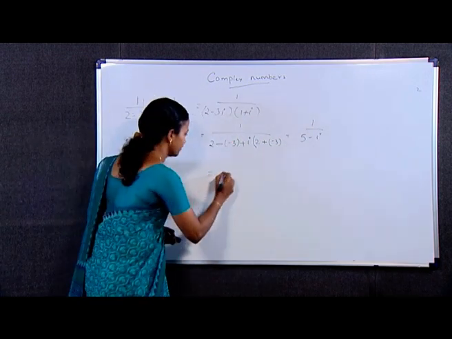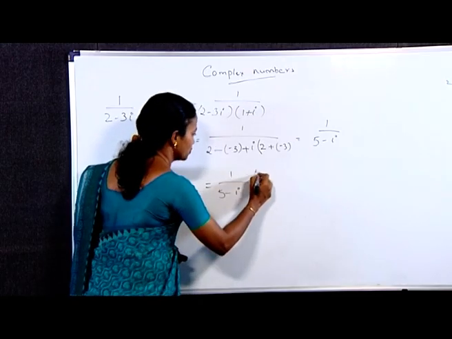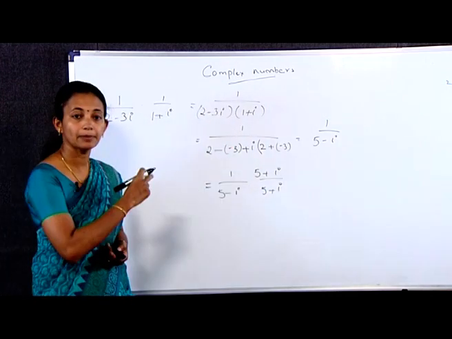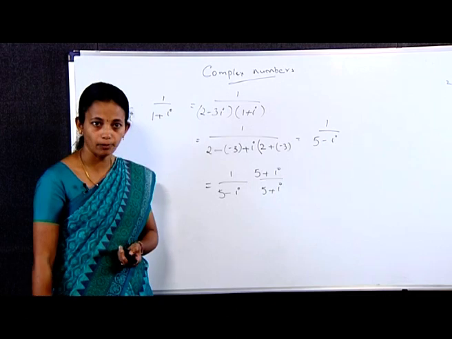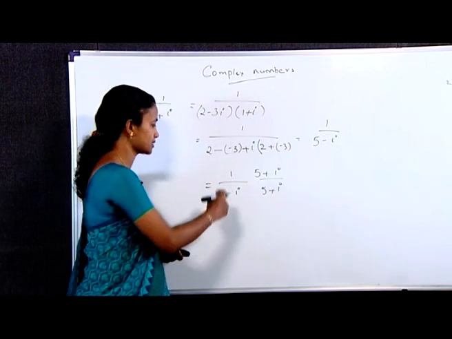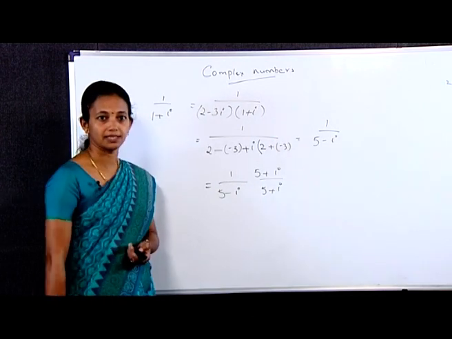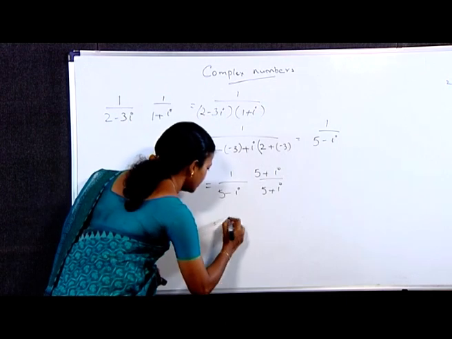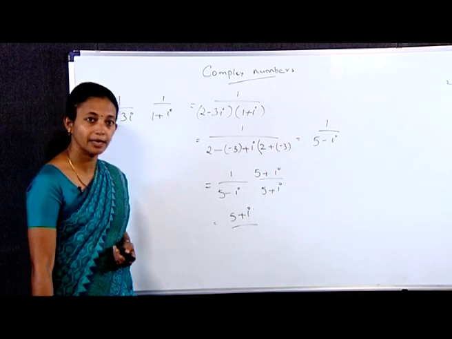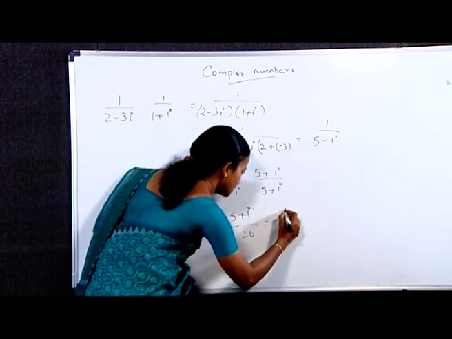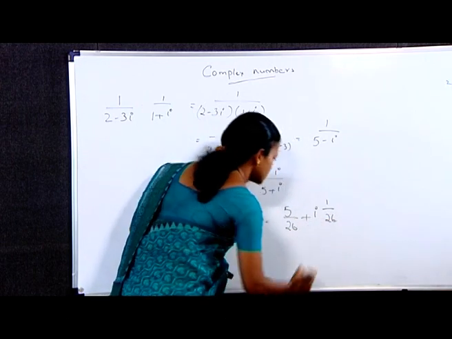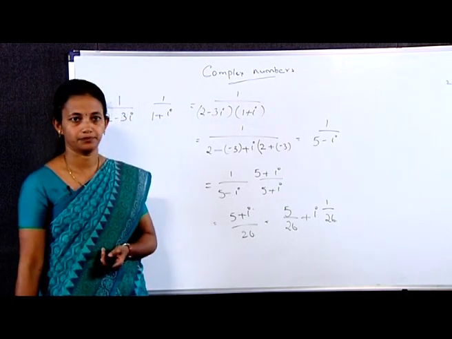This 1 by (5 - i) we can write as 1 by (5 - i) into (5 + i) by (5 + i), multiplying the numerator and denominator by the complex conjugate of 5 - i, that is 5 + i. That is (5 + i) by (5 - i)(5 + i). Multiplying, we get (5 + i) by 26. This we can write as 5 by 26 plus i into 1 by 26. This is of the form x + iy.